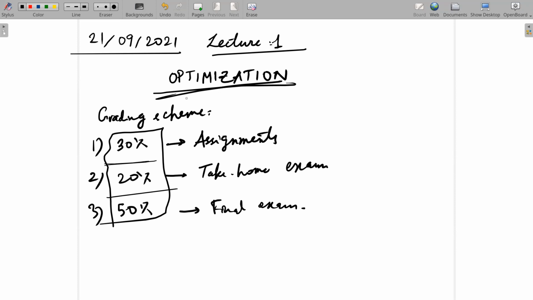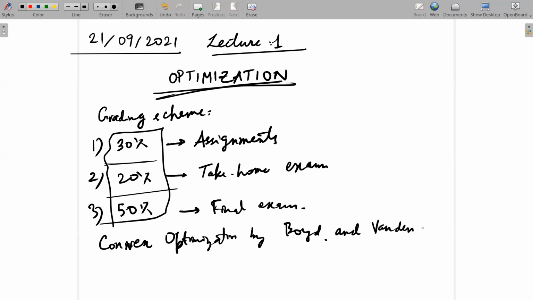I already mentioned that the main book we'll be following is the book called Convex Optimization by Boyd, and let me just check. The second name is a bit hard to remember. Vandenberghe. So this is freely available, so you can just download it and use it.